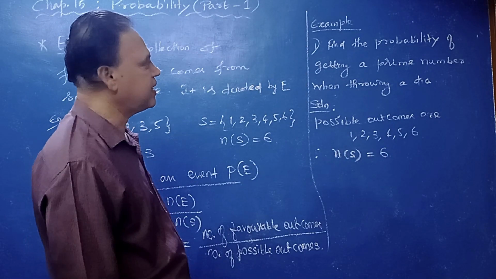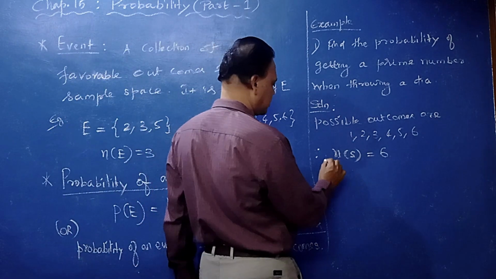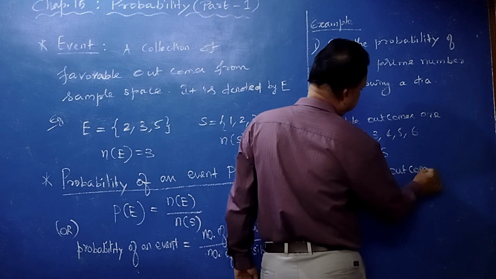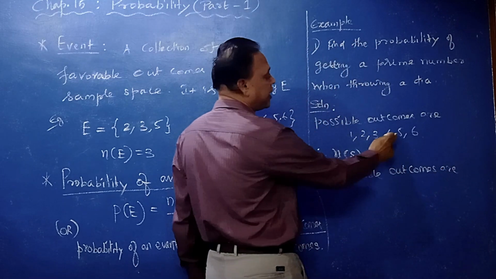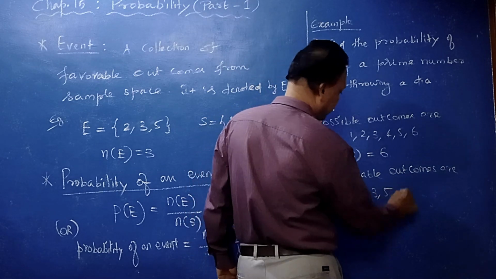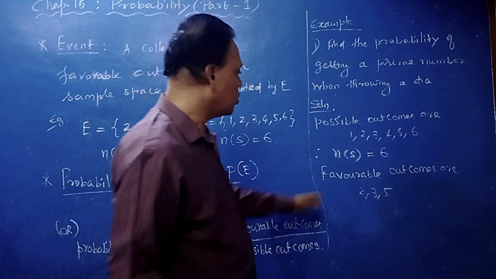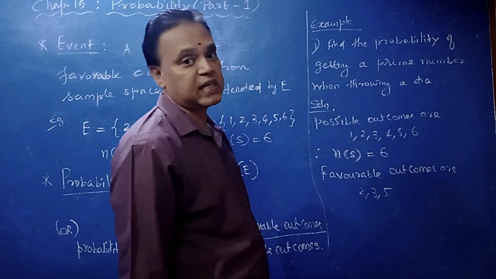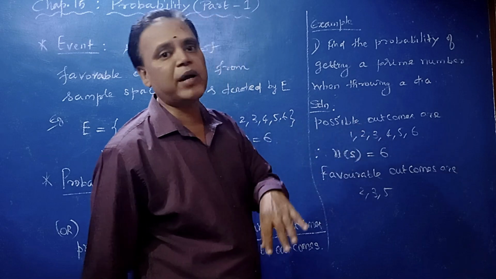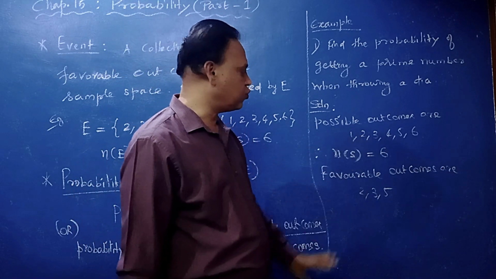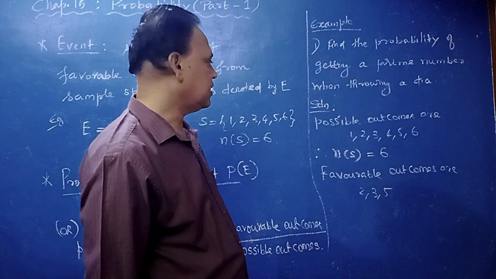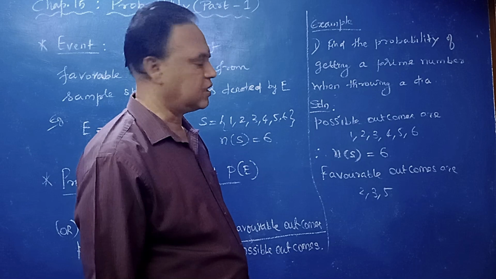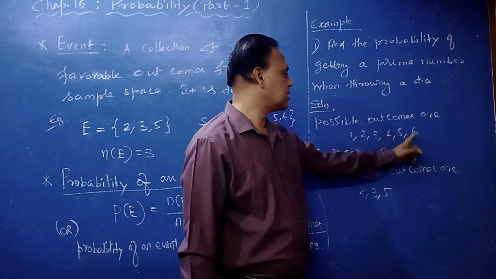Now, getting a prime number, that is, favorable outcomes are, in this, prime numbers only you have to take. 2 will come, 3, 5. Prime number means exactly having 2 factors. So 2 has 2 factors, 1 and 2. 3 has 2 factors, 1 and 3. 5 has 2 factors. 1 is neither prime nor composite number. The only even prime is 2. You have to remember this concept. Clear? Composite numbers they may also ask. Composite number means having more than 2 factors, that is, 4 and 6 here. Clear?